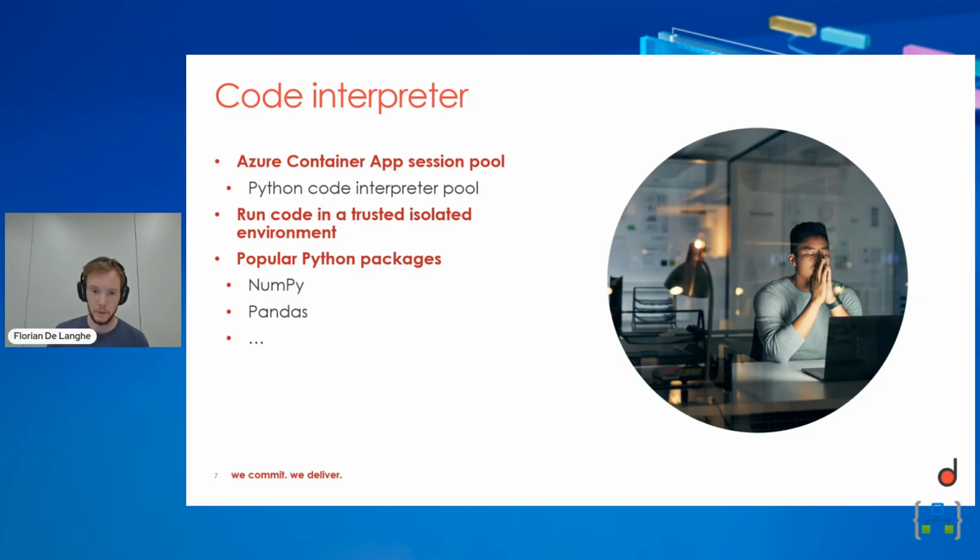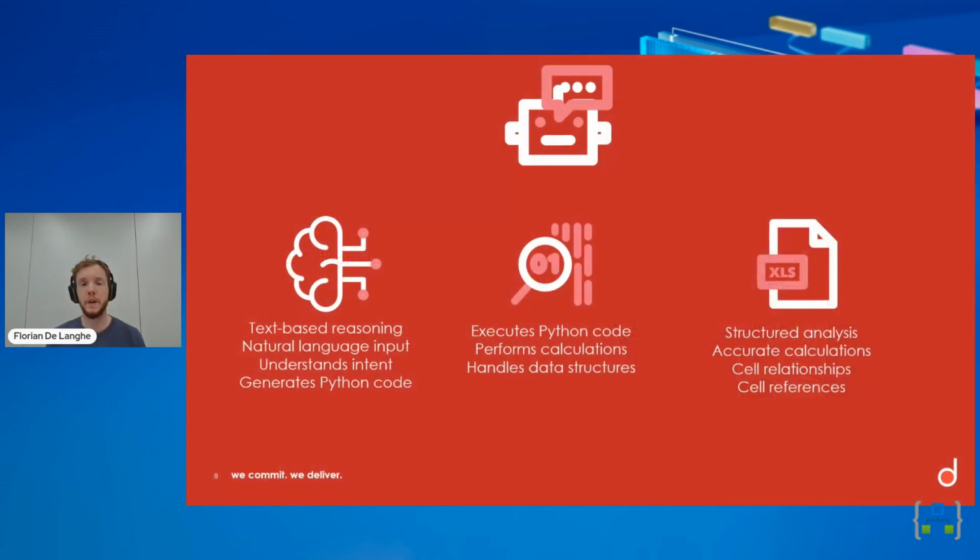to run our Python code and to work with our spreadsheet. As a result, we will have an agent that has text-based reasoning, that can receive natural language input, understand the intent, and then generate the Python code. The Python interpreter will then execute the code, perform all the necessary calculations, and handle the data structures within the spreadsheet. As a result, we will have structured analysis, accurate calculations, and it will understand the cell relationships and references.